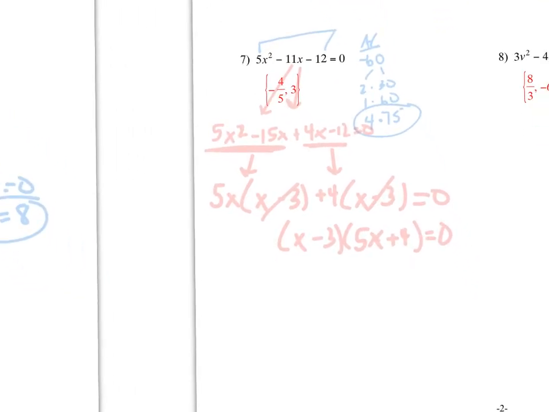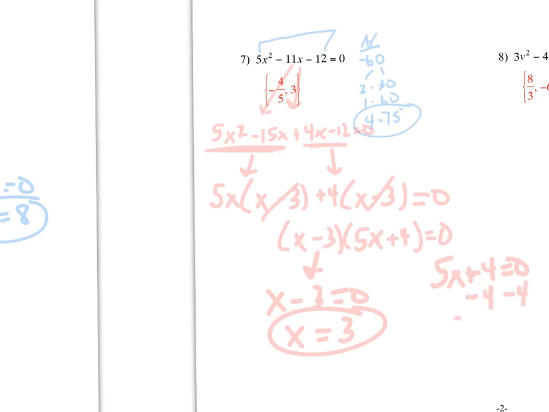And then, again, you just take those two parentheses and set them equal to 0, and solve. The first one's pretty easy. You just add the 3, x equals 3. The second one, you've got two steps. You've got to subtract your 4, and then you just divide out your 5. So then that gives me negative 4 over 5.